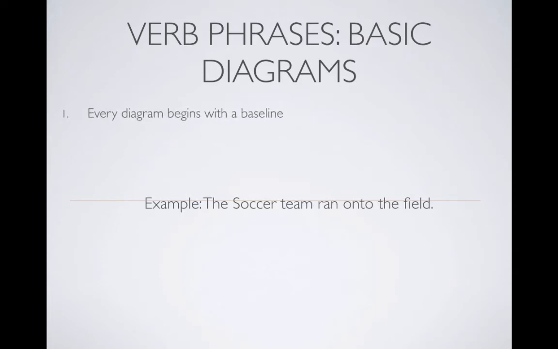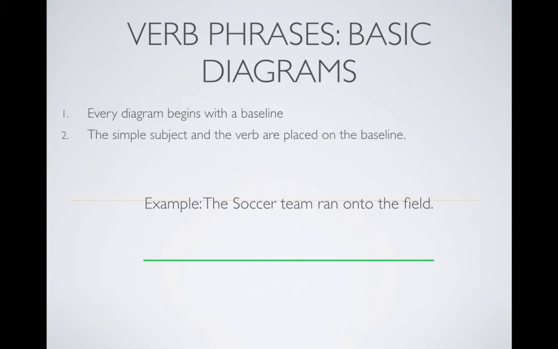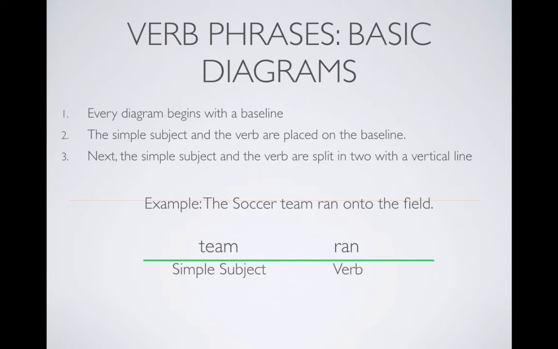Every diagram begins with a baseline. The simple subject and the verb are placed on the baseline. So simple subject and verb, in this case, team and run. And finally, the simple subject and the verb are split into two with a vertical line. So the soccer team ran onto the field.